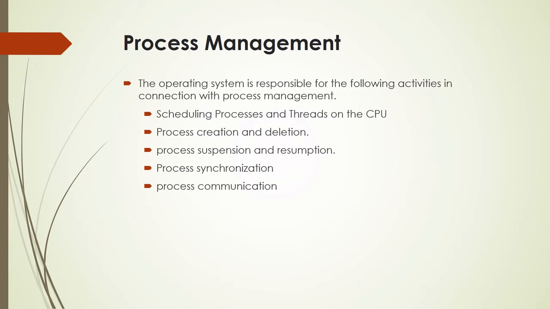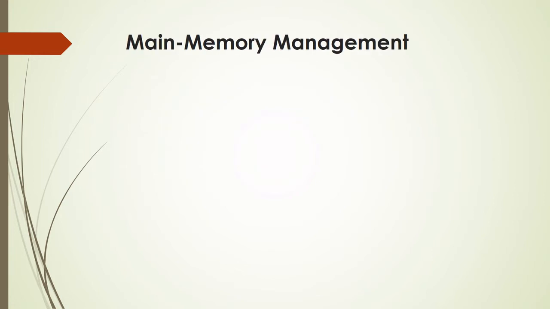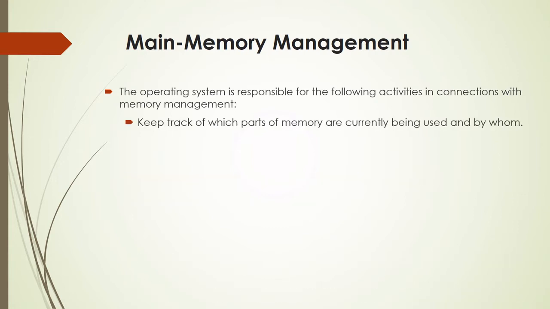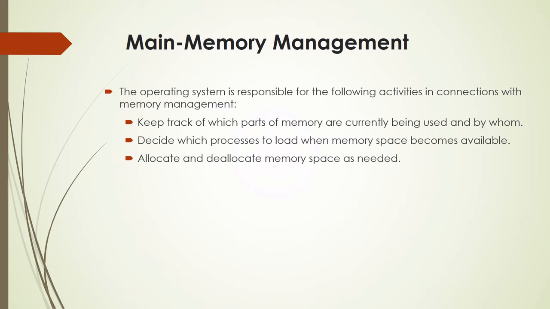So next is main memory management. So the operating system is responsible for the following activities in connection with memory management. So here we are talking about main memory. To keep track of which parts of the memory are currently being used and by whom. Next, decide which processes to load when memory space becomes available. Third, allocate and deallocate memory space as needed.